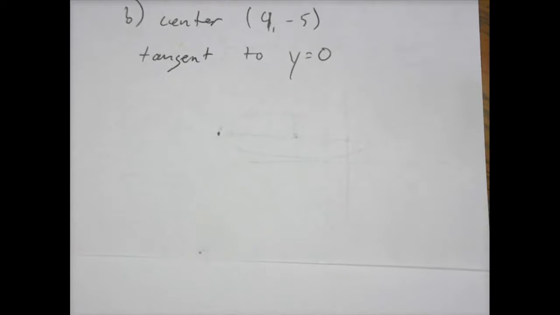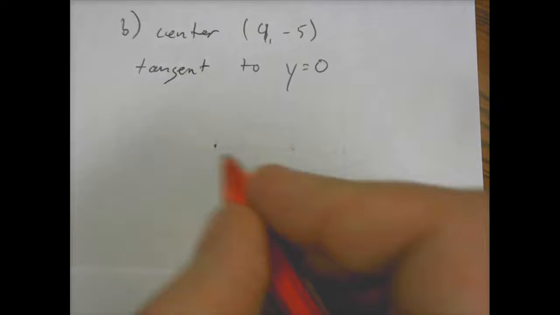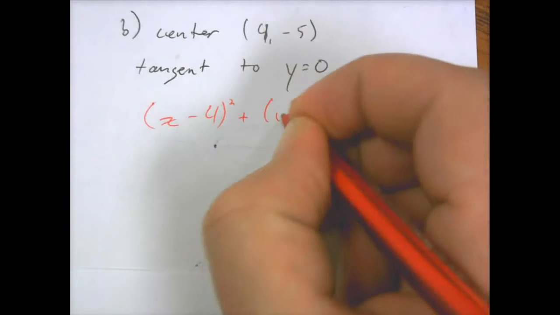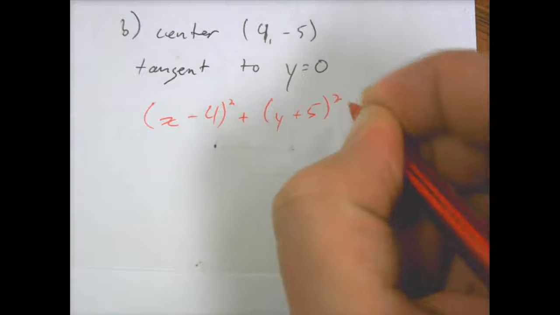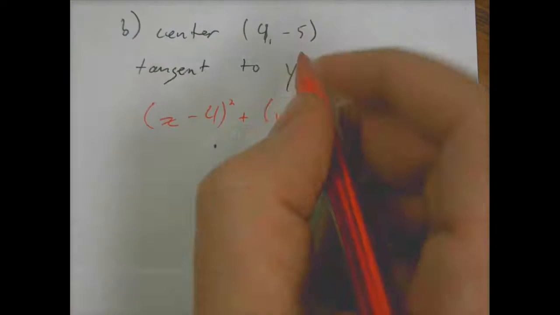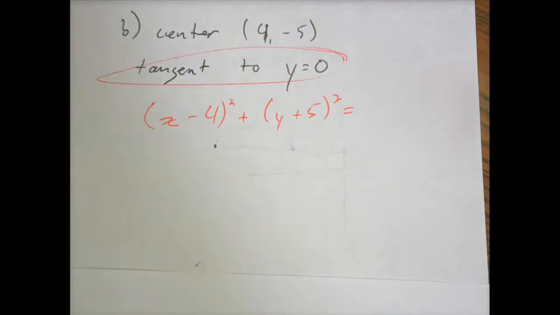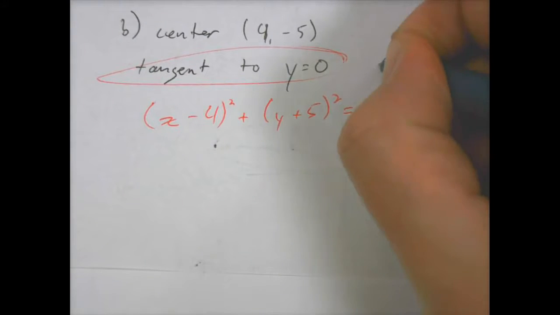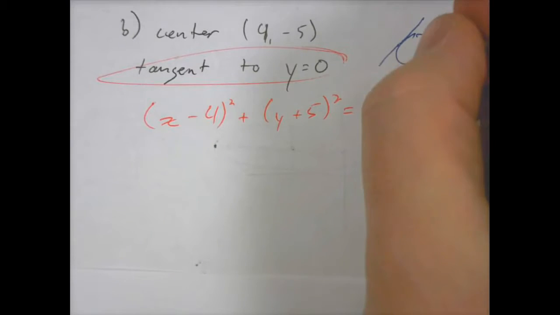Okay, in this circle, we have a center of (4, negative 5), so I have (x minus 4) squared plus (y plus 5) squared equals, I don't know the radius though. This part, tangent to the line y equals 0. Well, what that means, don't forget, a tangent to a circle is just a point that touches the circle in only one spot.